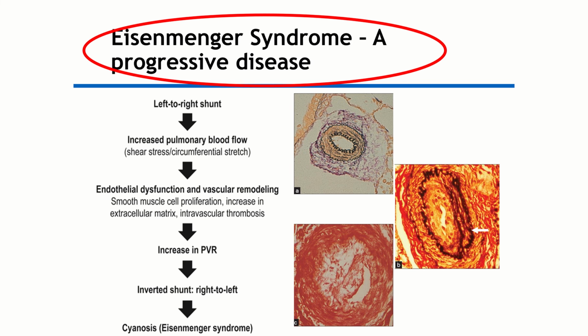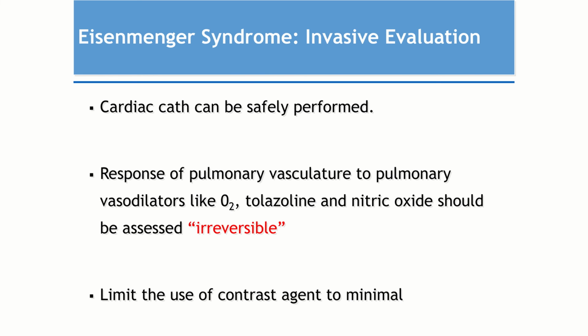So Eisenmenger syndrome is a progressive condition. We started with a left to right shunt until the cyanosis and right to left shunt of Eisenmenger syndrome. And as I said, it's irreversible pulmonary hypertension. For Eisenmenger syndrome to be documented, it should be shown to be irreversible, so we have to do cardiac catheterization. This is the only way to do it.